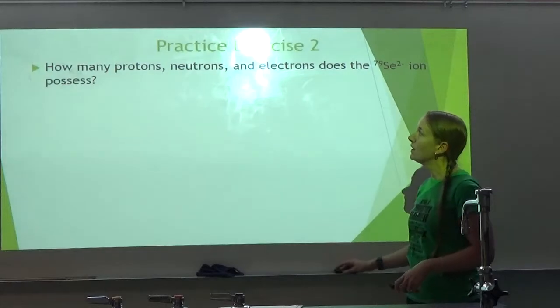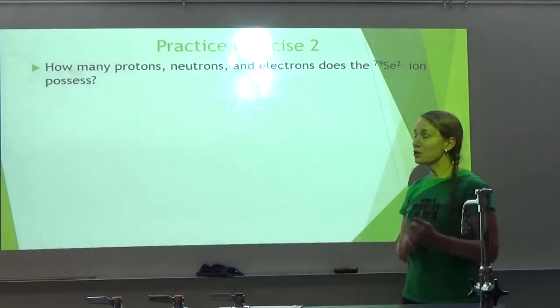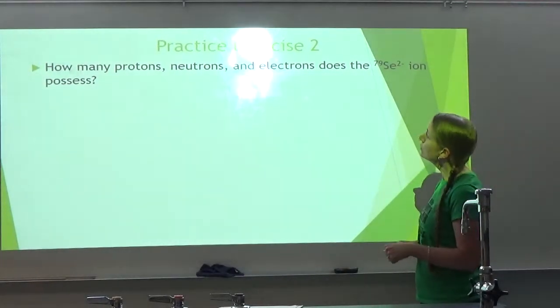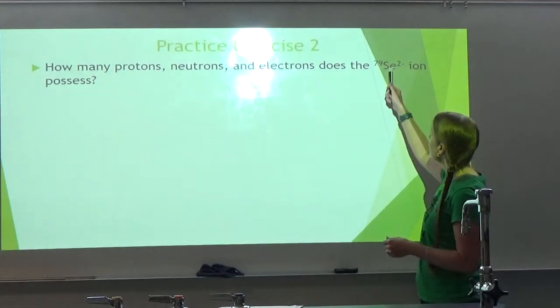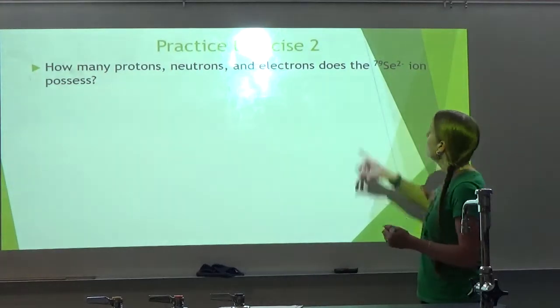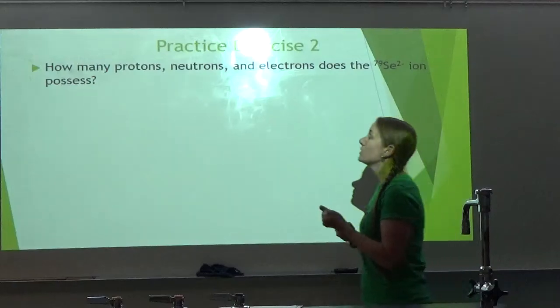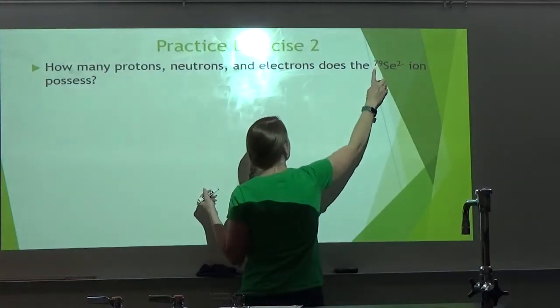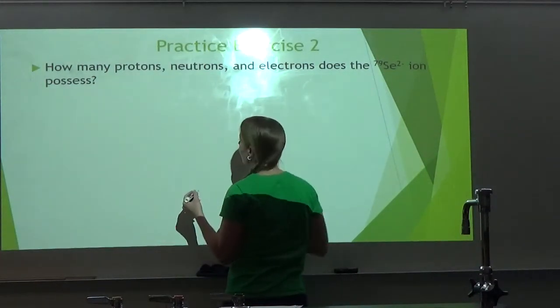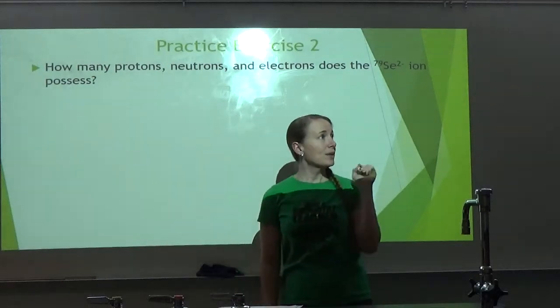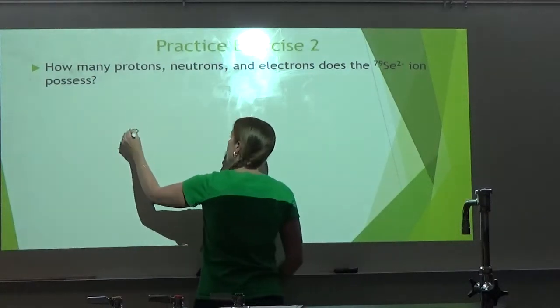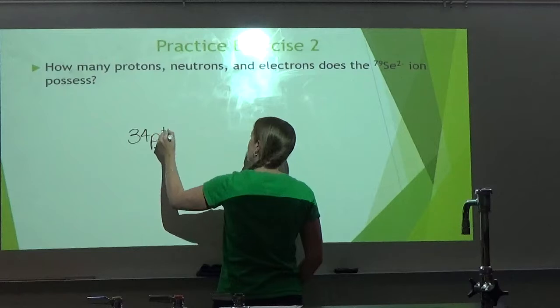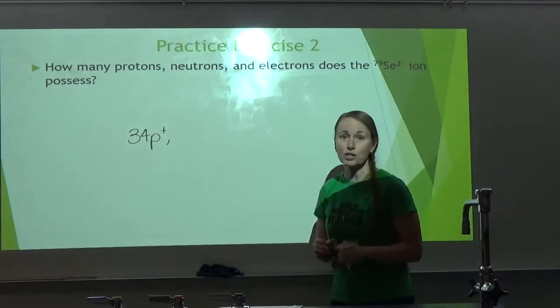Alright, so remember, don't forget to be trying some of these. It says, how many protons, neutrons, and electrons does this ion possess? Okay, so we have selenium. The first thing I'm going to do is, I've noticed they did not give me the atomic number, but I can easily look at the periodic table. So selenium's element 34, so it has 34 protons. Okay, that's the easiest part to do.